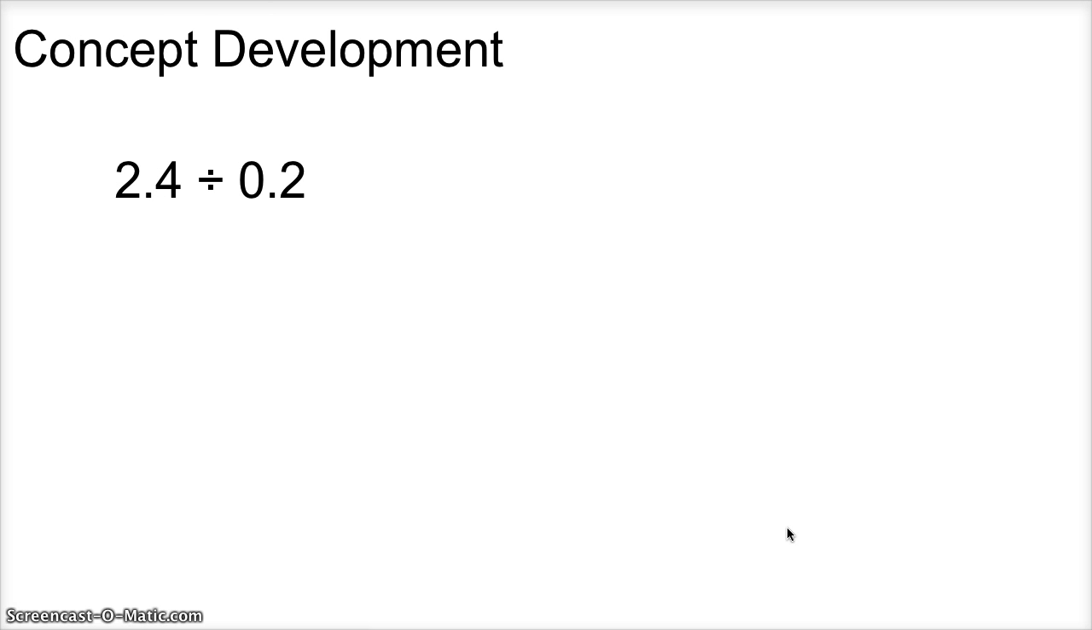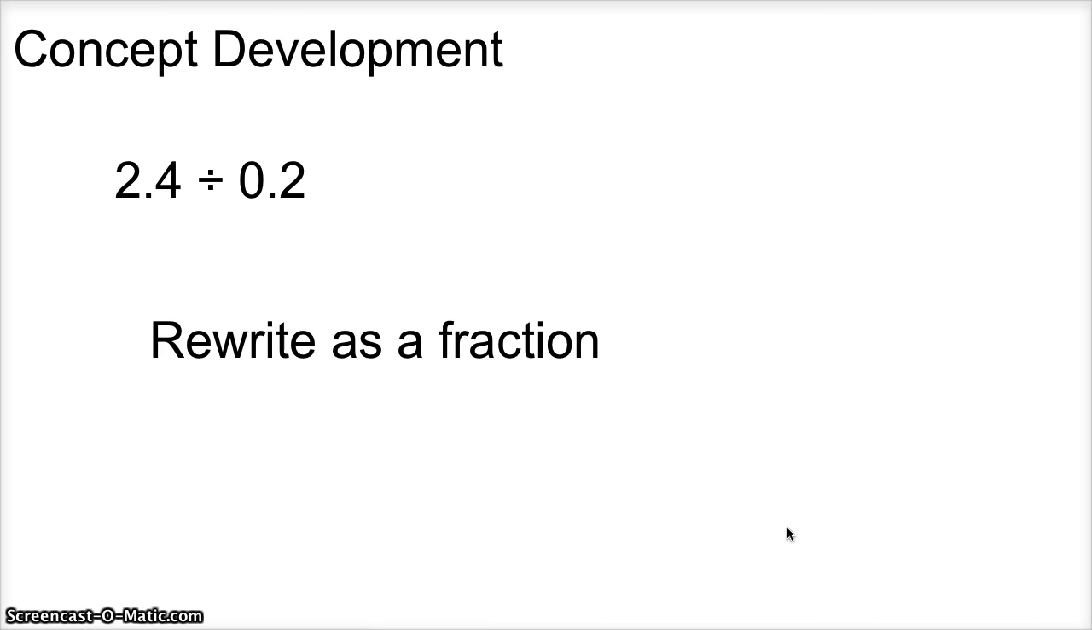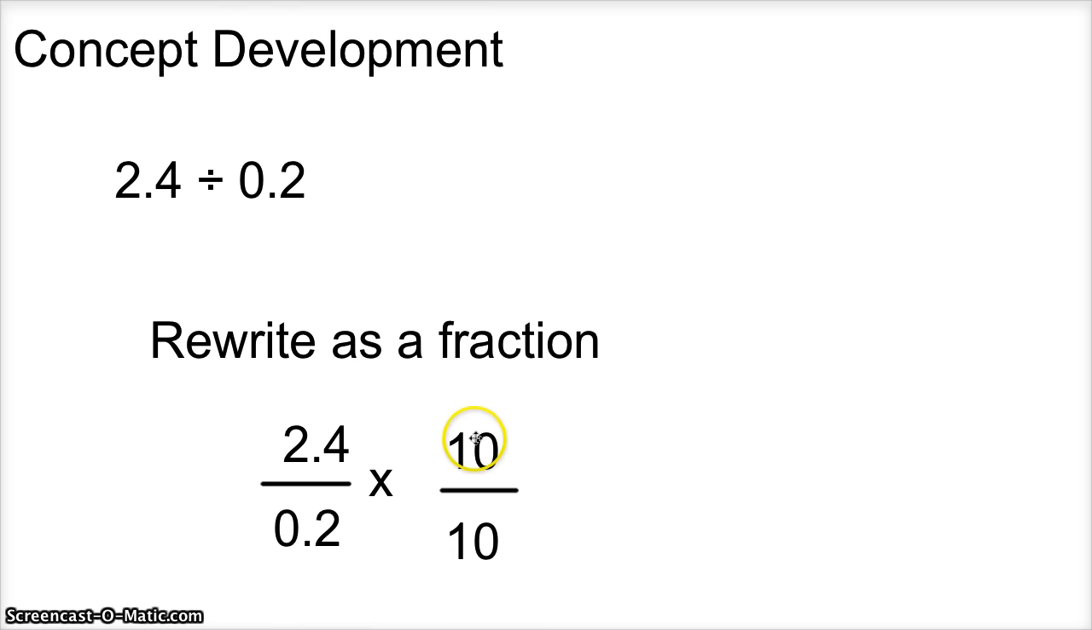Here's the last one for the first problem. 2 and 4/10 divided by 2/10. First thing you need to do is rewrite it as a fraction. And when I do that, I get 2 and 4/10 over 2/10. And remember, I want to get rid of that decimal to help me solve that problem. So I see that tenths is the place that my number is in, and so I'm going to multiply that by the number of tenths that are in a whole. And there are 10 tenths in a whole, so I'm doing 10 over 10, which is the same as 1.